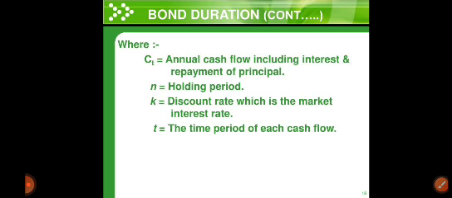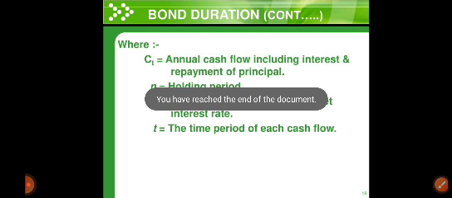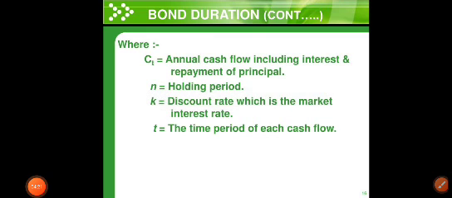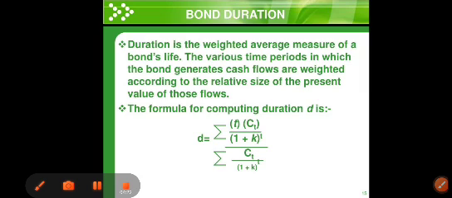Bond duration. Duration is the weighted average measure of the bond's life. The various time periods in which the bond generates cash flow are weighted according to the relative size of the present value of the flow. The formula is as follows.